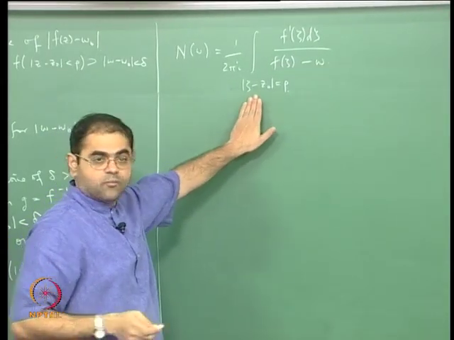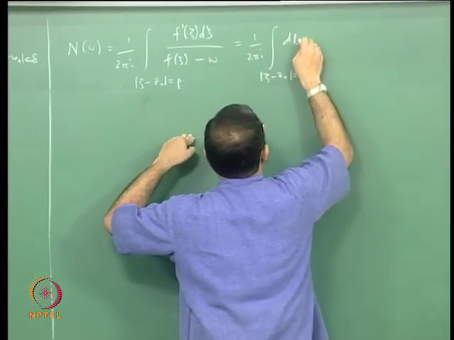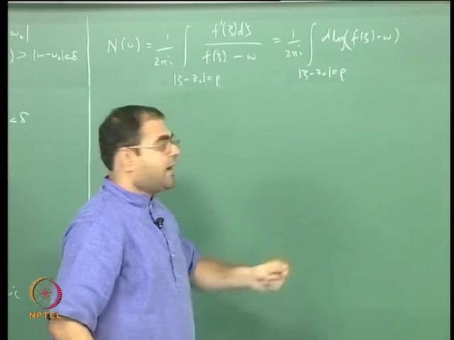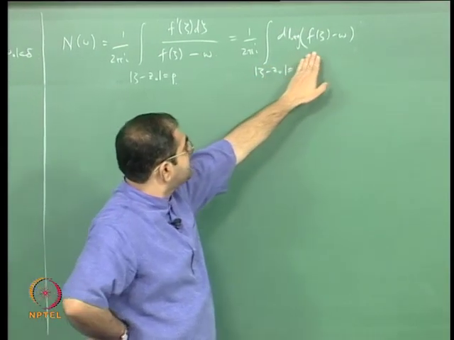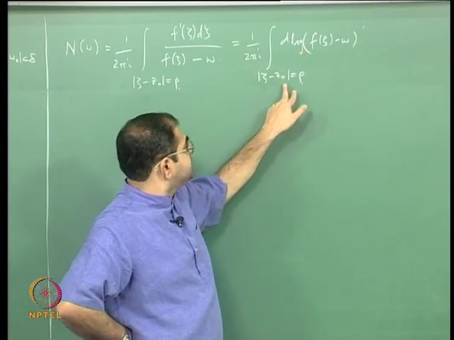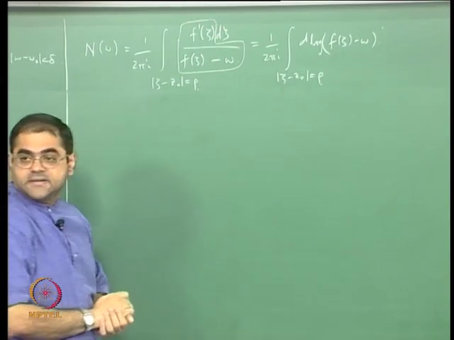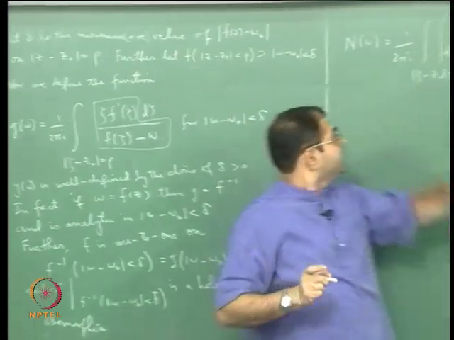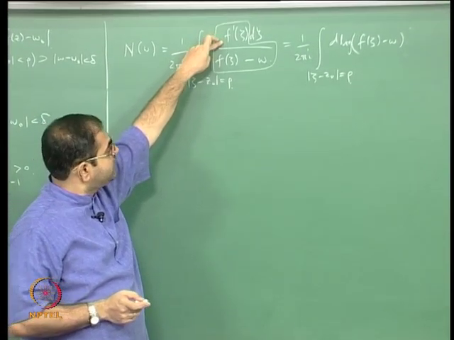If you look at this, what is this? The right side is 1 over 2 pi i, integral over mod zeta minus z naught equal to rho, of d log of f of zeta minus w. What does this give you? By the argument principle or the residue theorem, you will get the number of zeros minus the number of poles of f zeta minus w inside this disk. But inside this disk, this will have no poles, because the integrand is continuous, and the denominator does not vanish because of the way we have chosen delta. The denominator does not vanish, that means this has no poles.